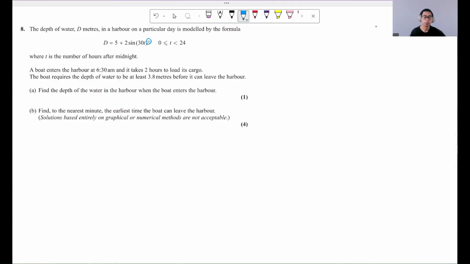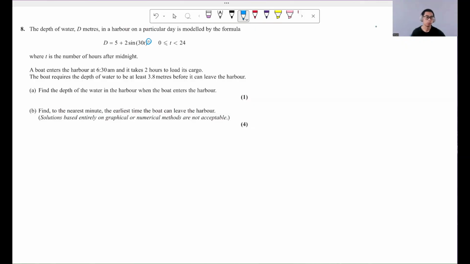And t is greater than or equal to 0, less than 24, where t is the number of hours after midnight. A boat enters the harbor at 6:30 a.m. and it takes 2 hours to load its cargo. The boat requires the depth of water to be at least 3.8 meters before it can leave the harbor. Part A, find the depth of the water in the harbor when the boat enters the harbor.